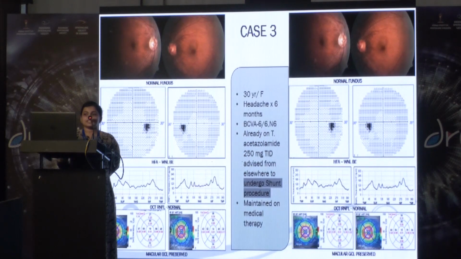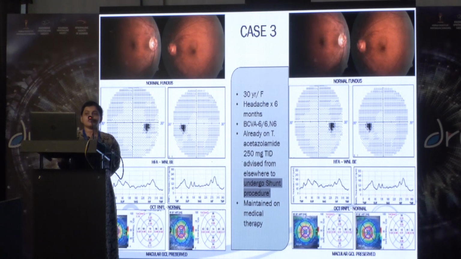So case 3 was a 30-year-old female who presented with headache of 6 months duration, and on examination her best corrected visual acuity was 6/6 in both eyes, and she was already on tab acetazolamide 250 mg thrice daily, and she was advised from elsewhere to undergo a shunt procedure.